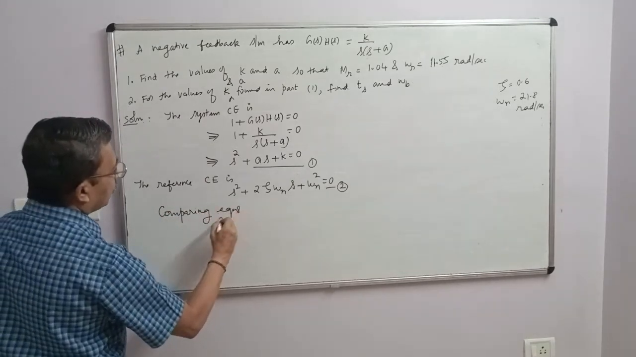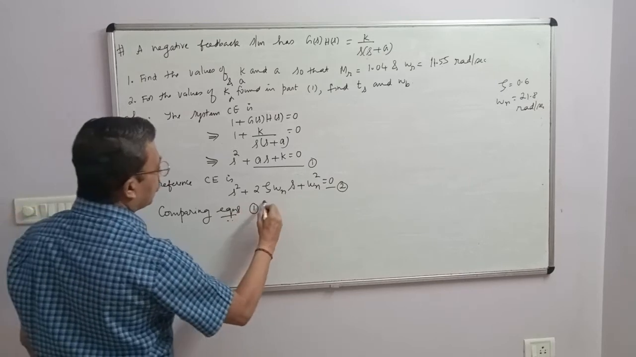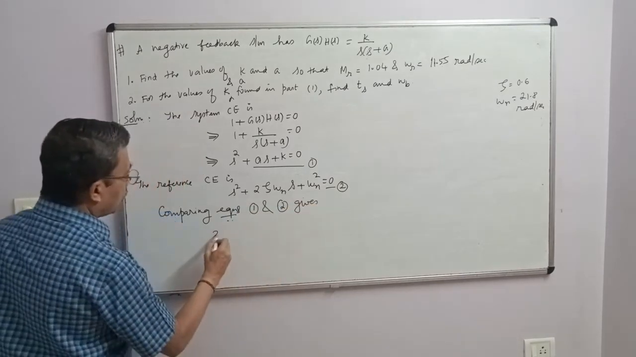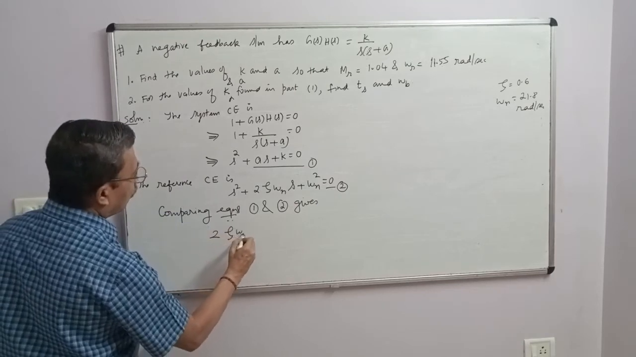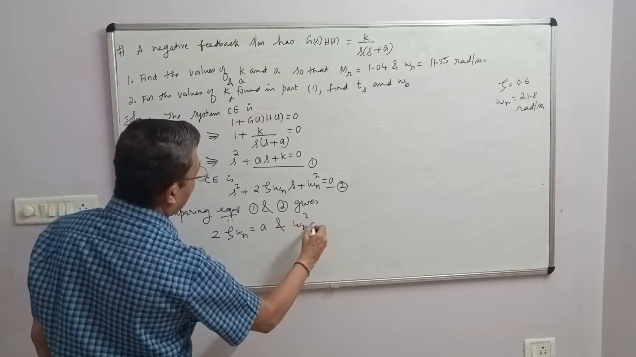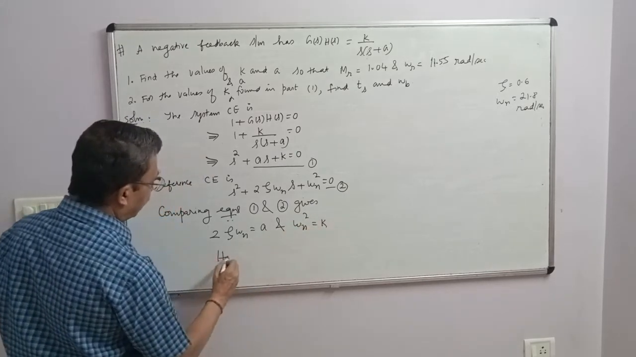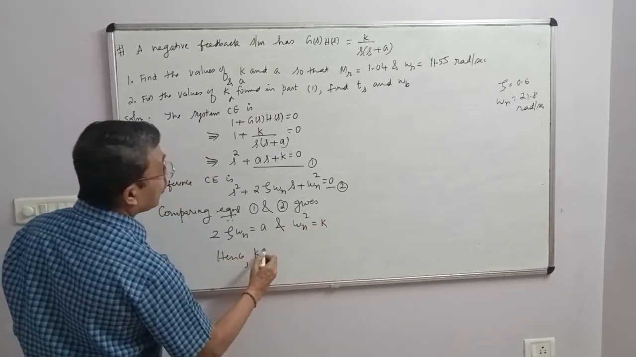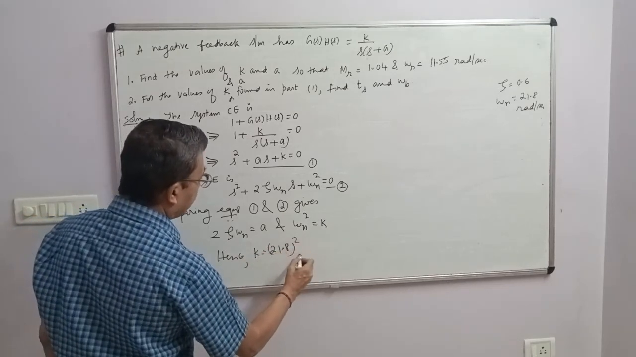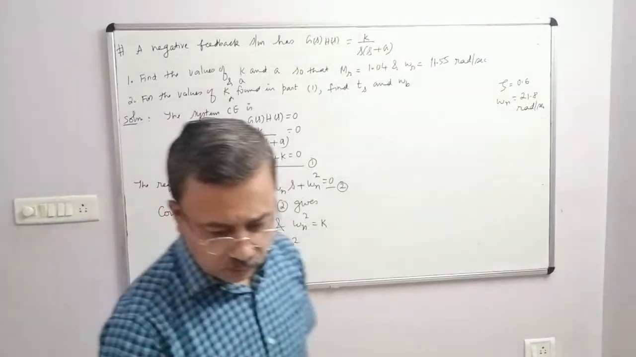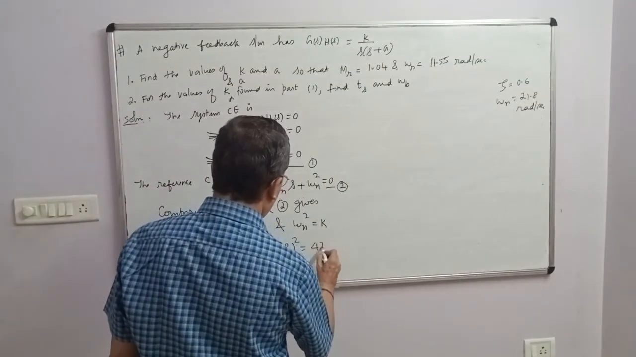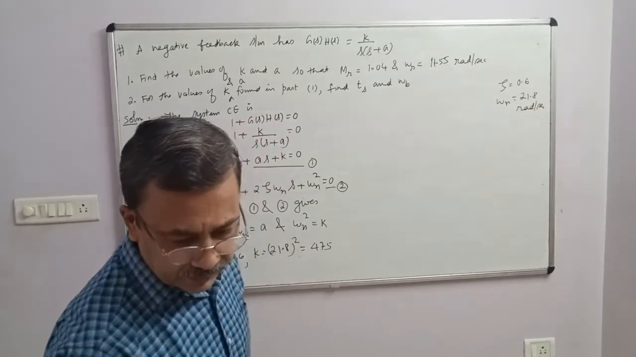Comparing equations 1 and 2 gives 2 times zeta into omega n is equal to a and omega n square is equal to k. Hence, k is equal to, what is omega n? 21.8 whole square. 21.8 whole square means you get 475.